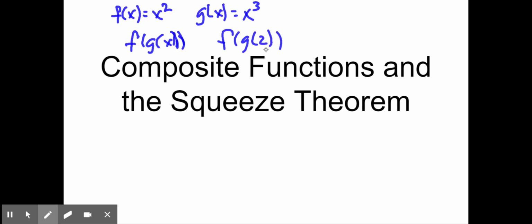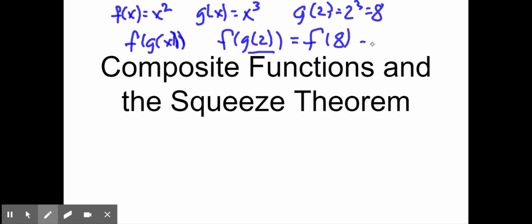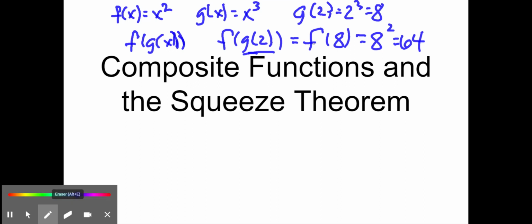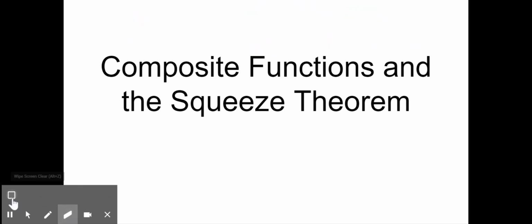To calculate f of g of 2, the first thing you do is look inside first, right? You do what's in the parentheses. So you calculate g of 2, and g of 2 comes out to be 2 cubed, or 8. So then you want to calculate f of 8. Well, f of 8 is just 8 squared, which is 64. So that's what you did in Algebra 2. What I want you to take from this is that we looked inside first, calculated this value, and then worked with the value we got to calculate the outer function.